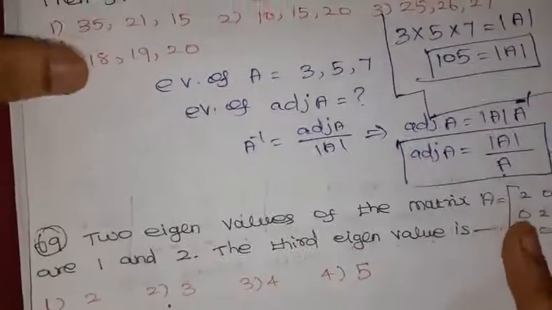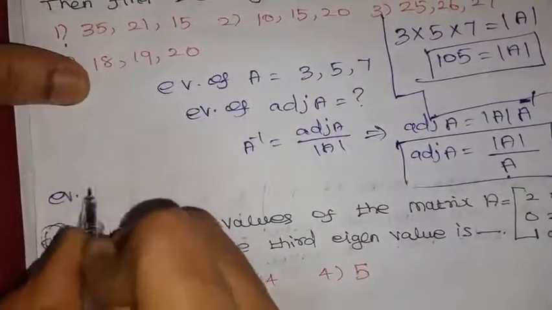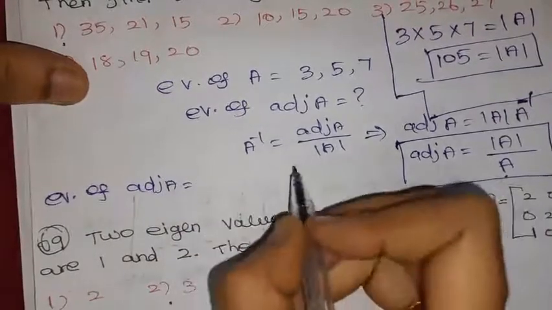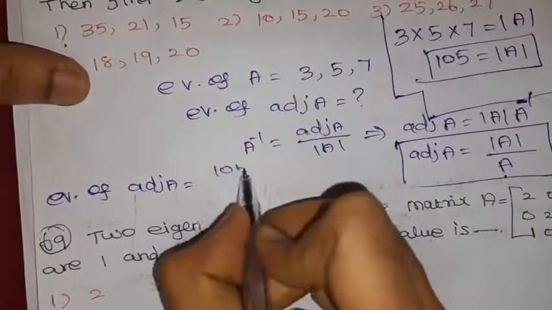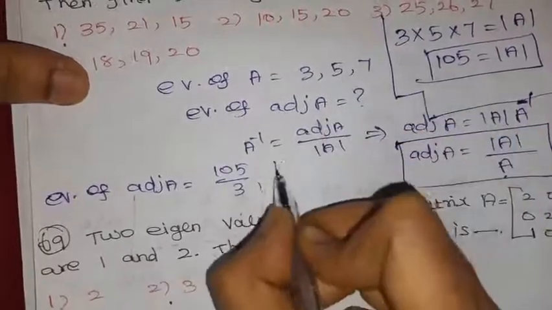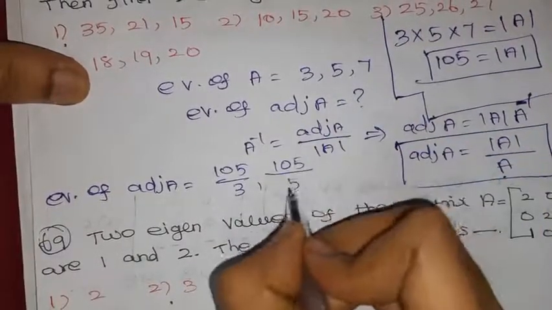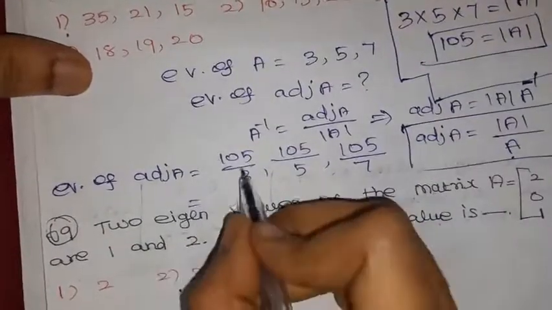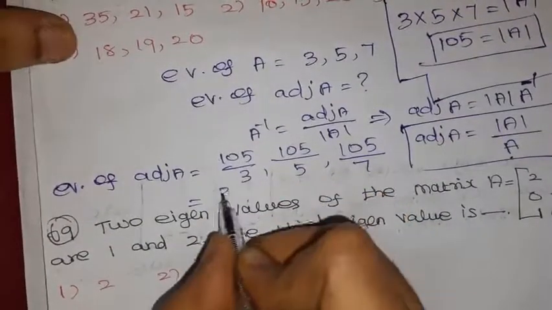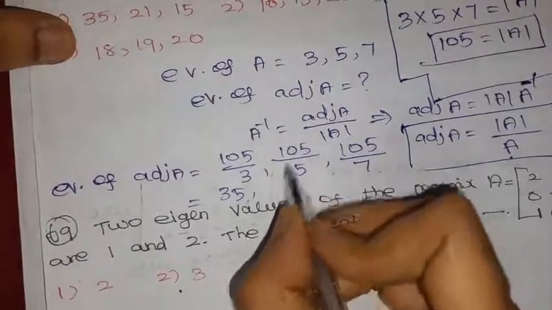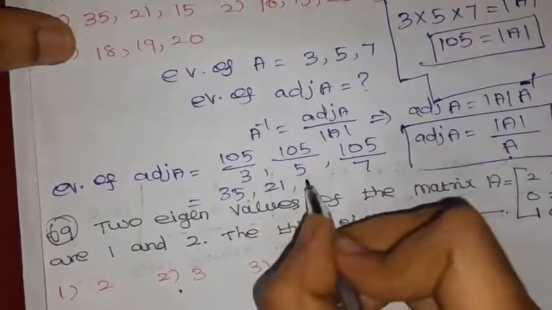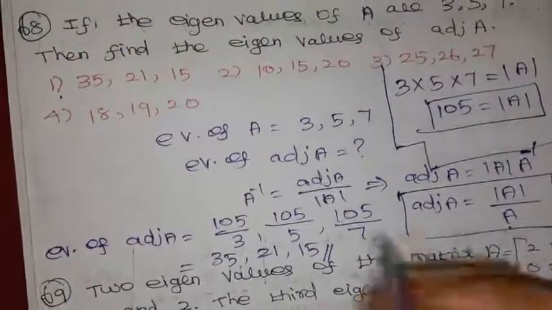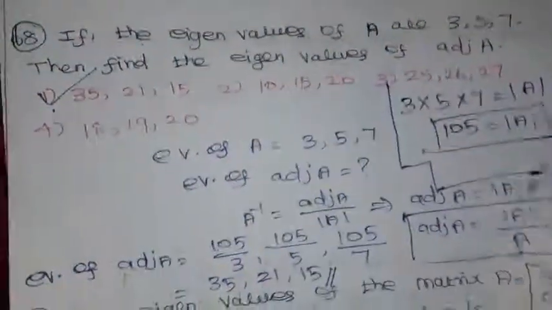Now we are going to find the eigenvalues of adjoint of A, which is determinant of A by lambda. So 105 divided by 3, comma 105 by 5, comma 105 by 7. What will we get? 35, 21, 15. So option 1 is the right option.